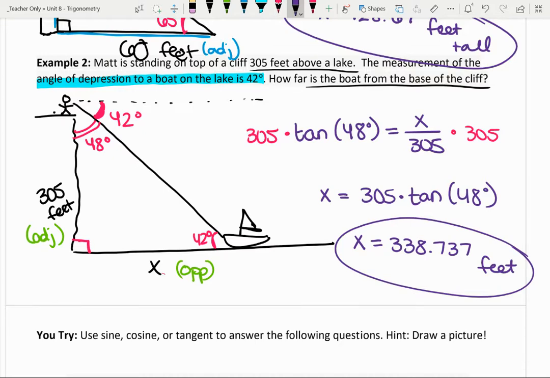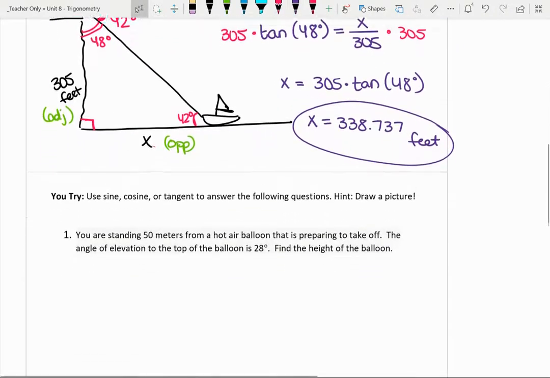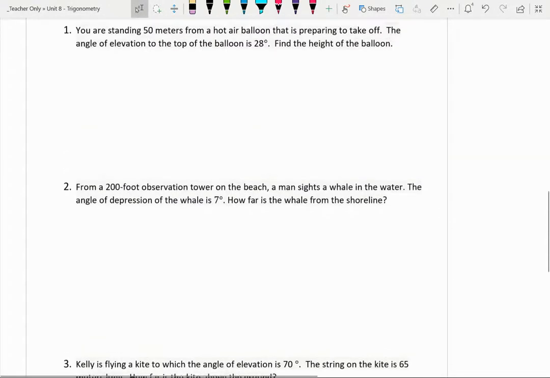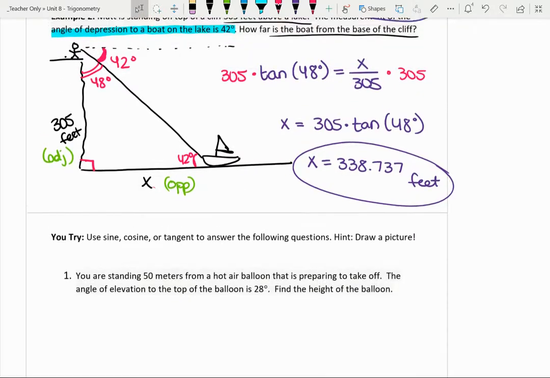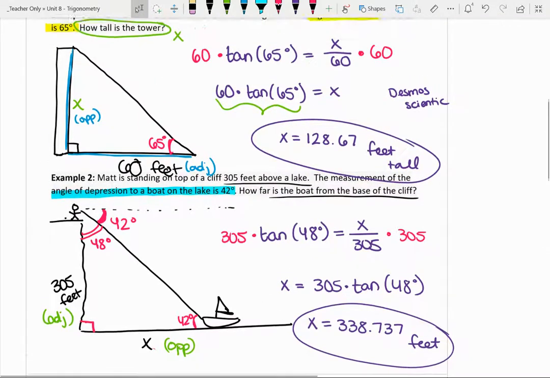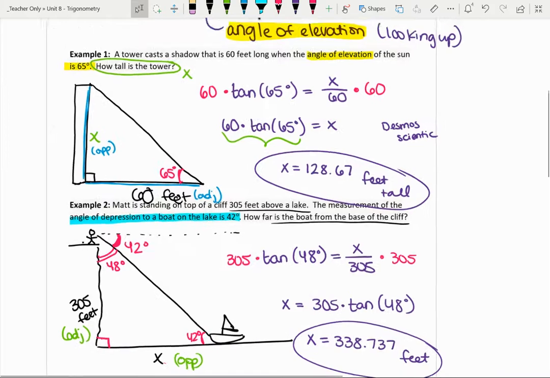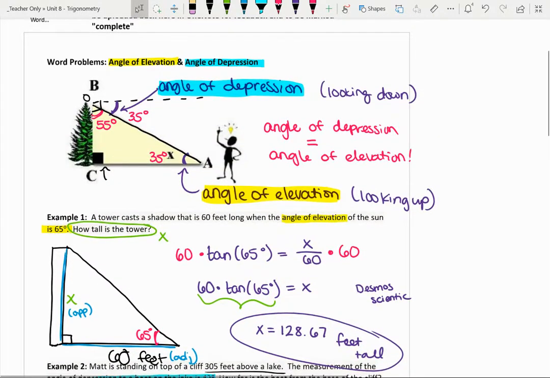So from here, I think there are three practice questions, and the really, really important thing to pay attention to is what information you're given and what information you're looking for. And again, I think drawing a picture is really helpful here, just to be able to visualize which side is opposite, which side is adjacent. Maybe I'm dealing with a hypotenuse instead of a leg. Try these out. Remember the difference between angle of depression and angle of elevation.